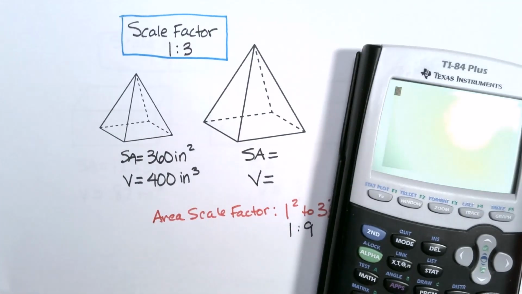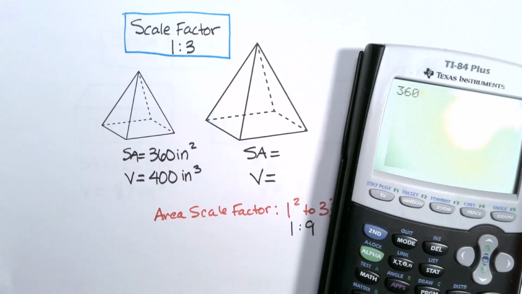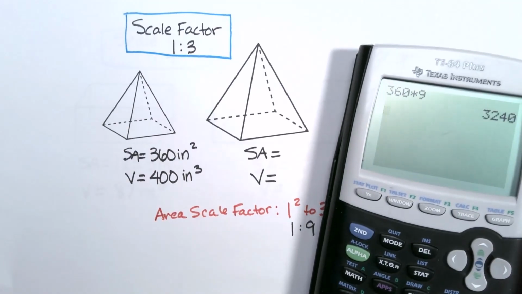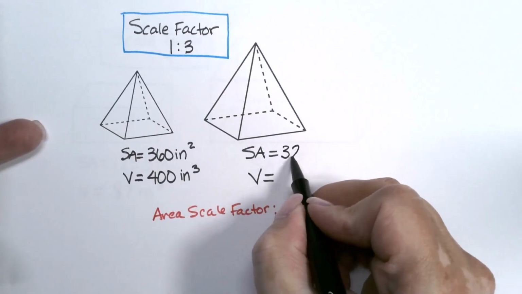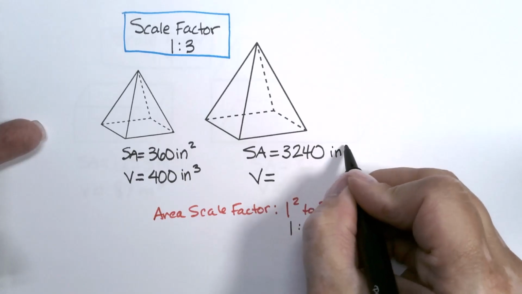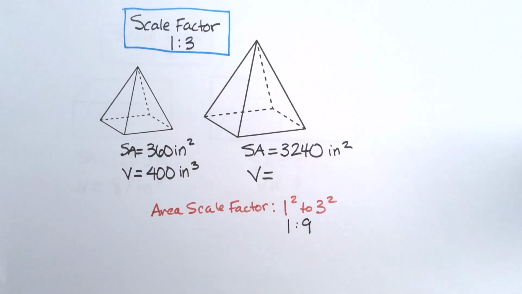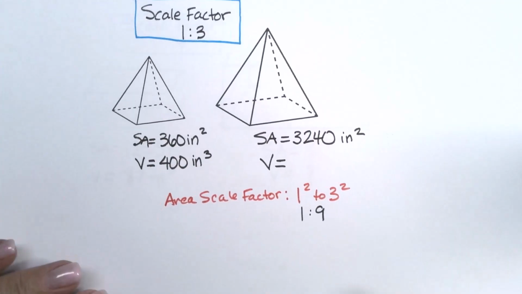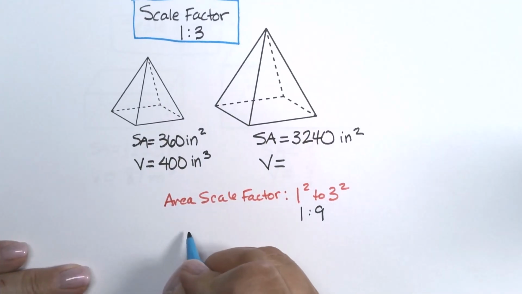360 times 9. 3240. And it's in inches squared. Now we have to do scale factor for volumes.